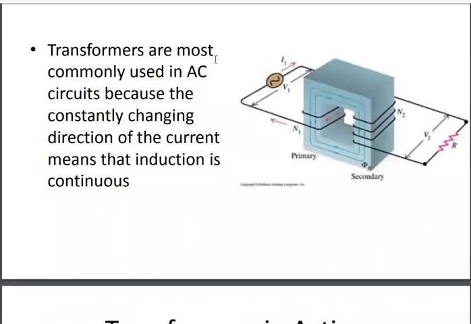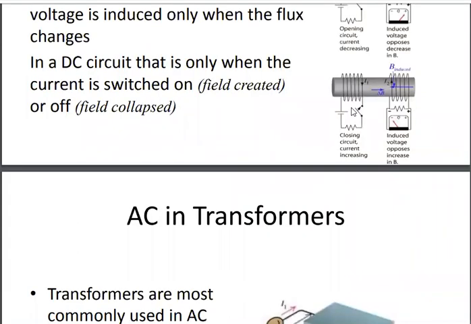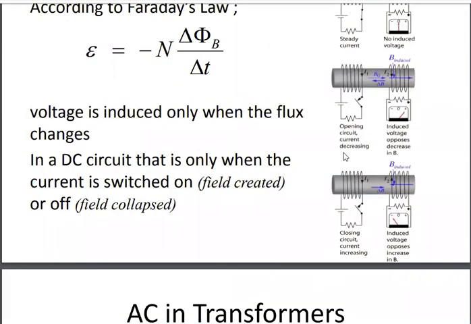Transformers are most commonly used in AC circuits because the constantly changing direction of current means that induction is continuous. But in case of DC, direction is not changing continuously, and even magnitude is not changing continuously. If magnitude is being changed continuously, then induction will be there.